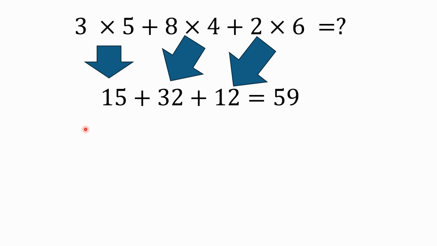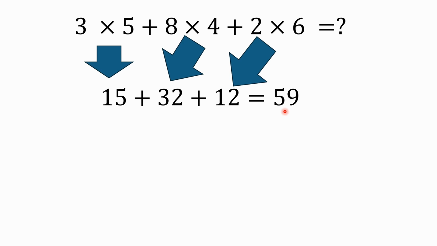All right, so if you remember the order of operations, which we've covered in quite a few videos here, multiplication has precedence over addition. So you would perform the 3 times 5 and you would get 15. 8 times 4 is 32. 2 times 6 is 12. Then you're just left with addition, left to right. 15 plus 32 plus 12 is 59.